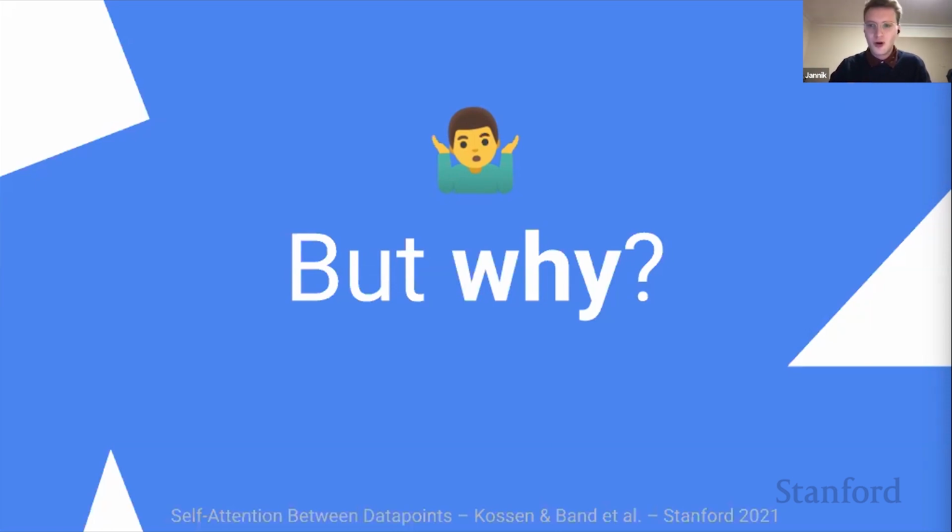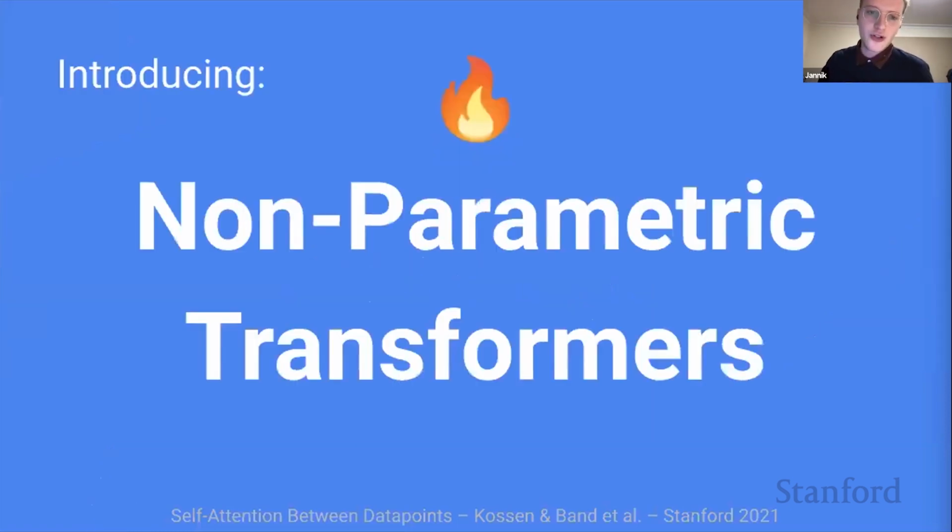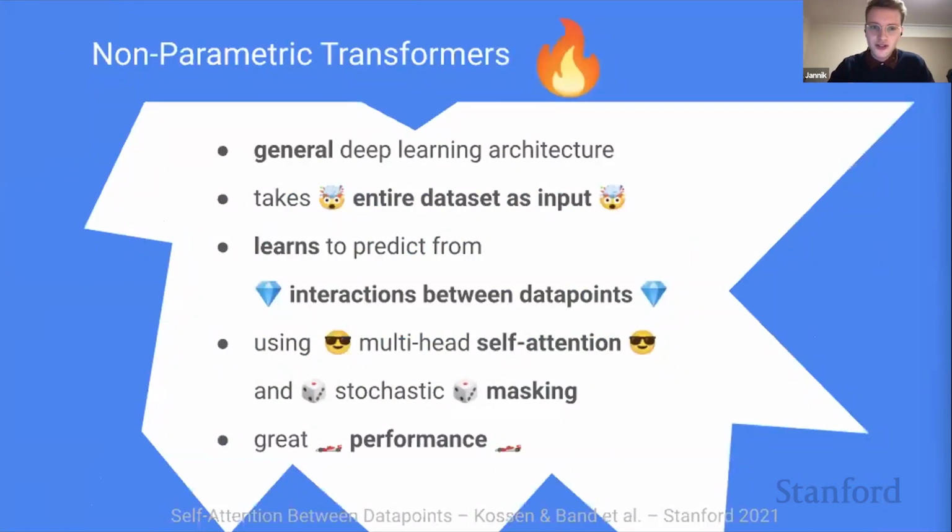A bit grander, we challenge parametric prediction as the dominant paradigm in deep learning. We want to give models the additional flexibility of using the training data directly when making predictions. More concretely, we introduce the non-parametric transformer architecture. This is going to be a general deep learning architecture, meaning we can apply it to a variety of scenarios. NPTs will take the entire data set as input whenever possible.